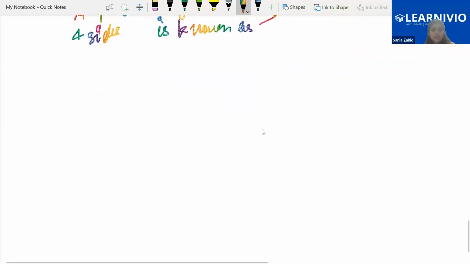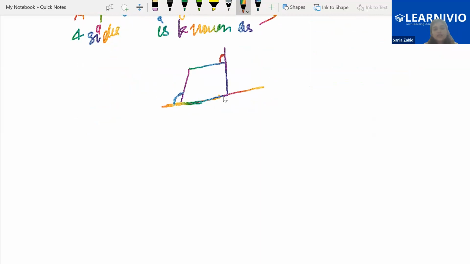Now next, I'll teach you the meaning of external angles. Like I say, this is a quadrilateral right here. So what will be the external angles? I can extend this line, so this angle will be an external angle. If I extend this line, this angle will be the external angle. Extending this line, this angle will be the external angle. So an external angle is basically one which lies outside the polygon, and not inside.